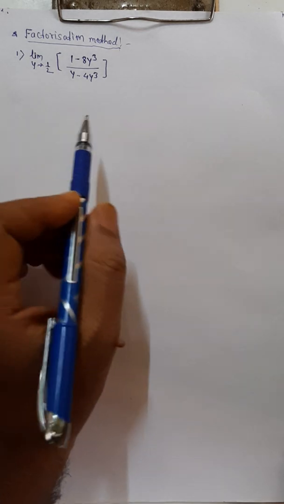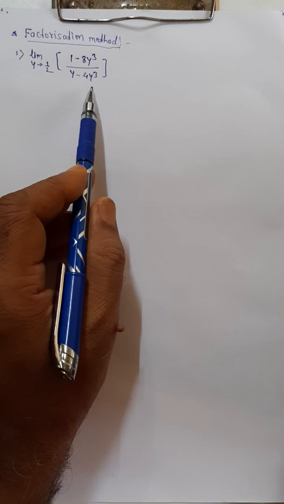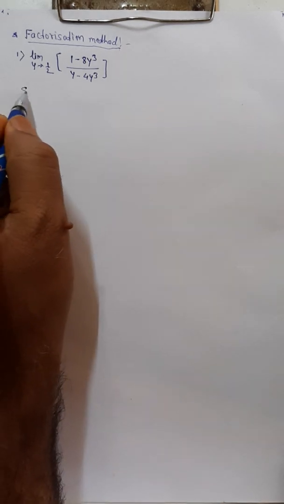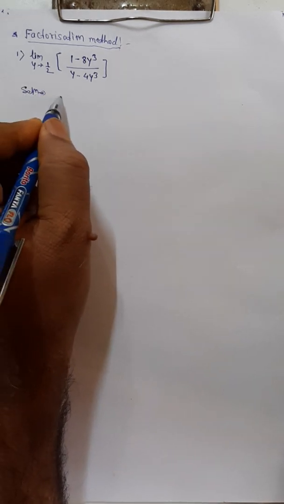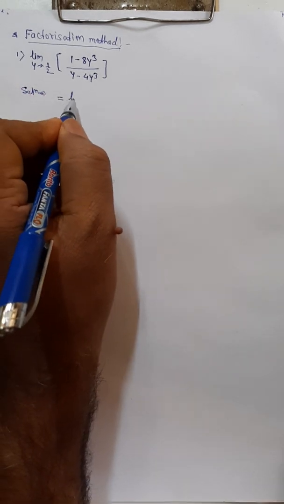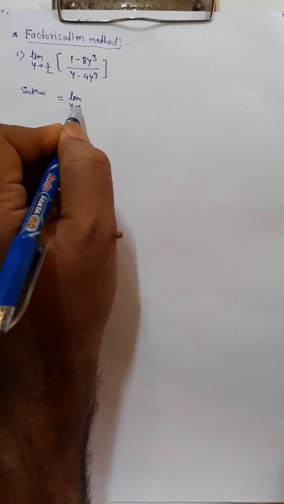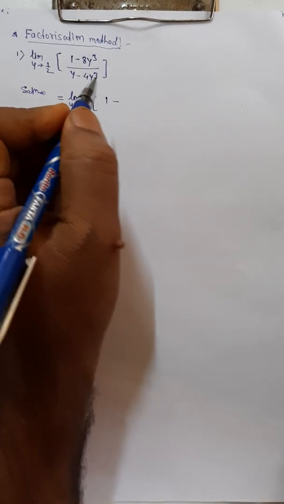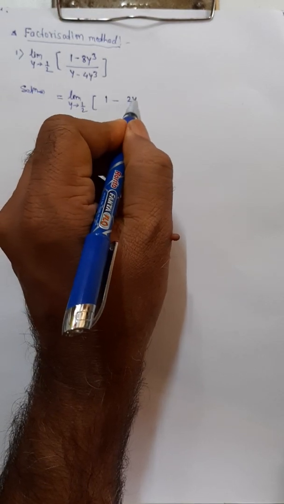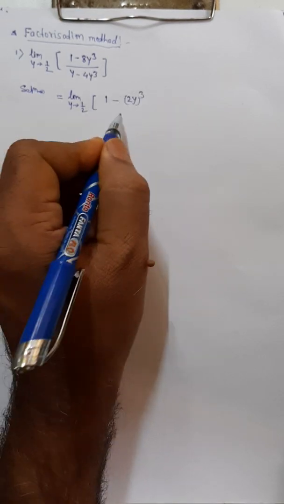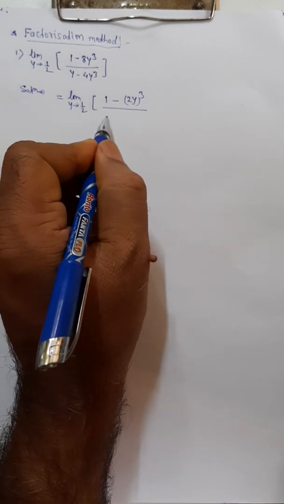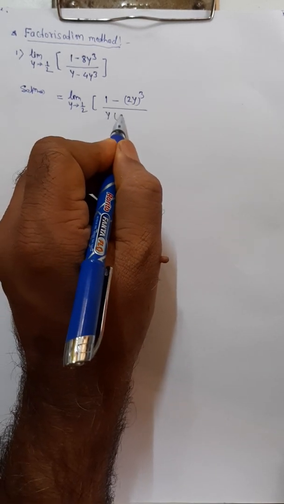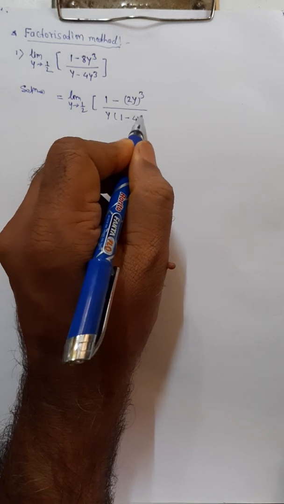So first problem, evaluate limit as y tends to 1 by 2 in bracket (1 minus 8y cube) divided by (y minus 4y cube). See your solution. So it is equal to limit as y tends to 1 by 2 in bracket, 1 minus 8y cube can be written as 1 minus (2y) cube, and from denominator we can take y as common in bracket 1 minus 4y square.